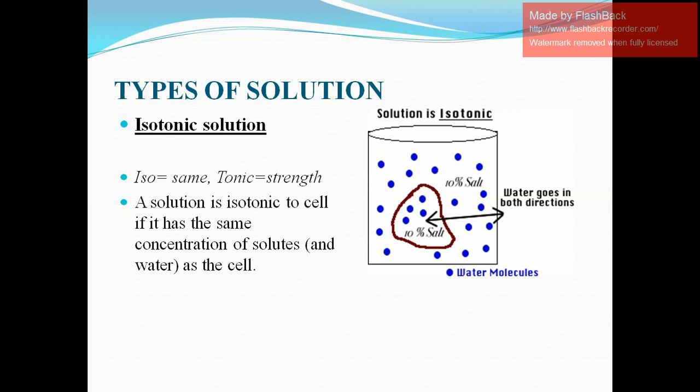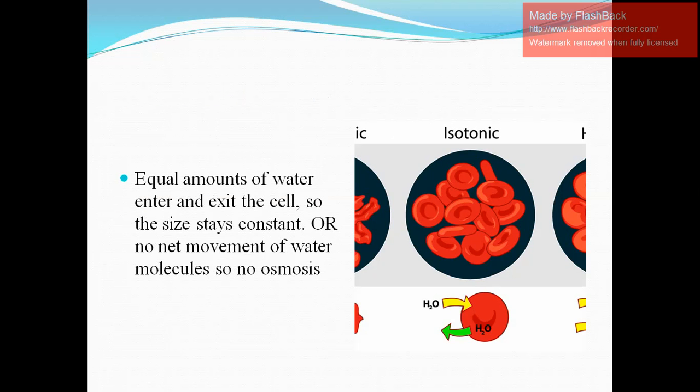So this type of solution is called an isotonic solution because it has the same concentration of solute inside and outside the cell. In such a solution there is no net movement of water molecules, since both regions have the same solute concentration, or there is a free movement of water molecules which causes no change in the size of the cell. The cell size remains the same.